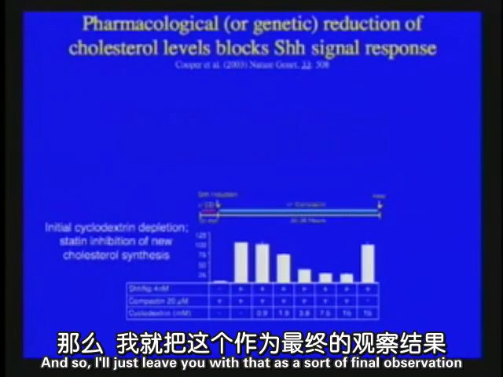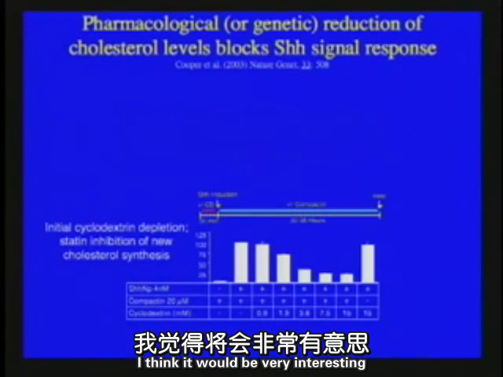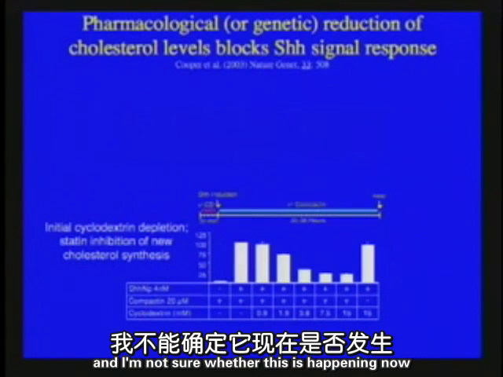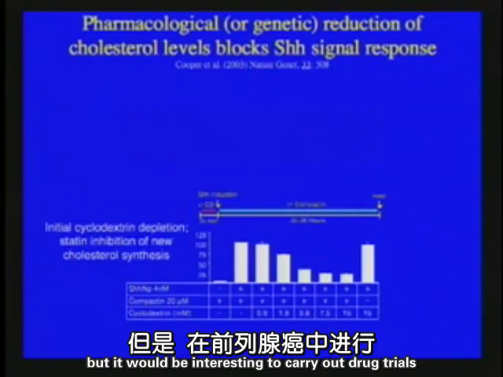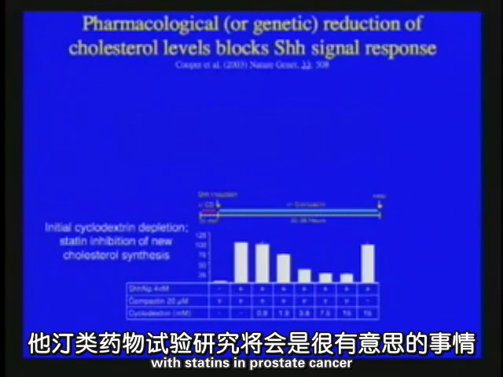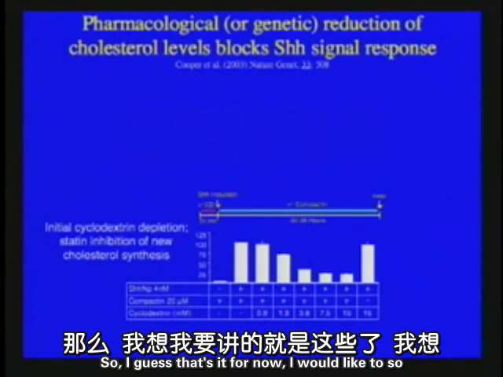And so I'll just leave you with that as a final observation. I think that it would be very interesting, and I'm not sure whether this is happening now, to carry out drug trials with statins in prostate cancer. So I guess that's it for now.